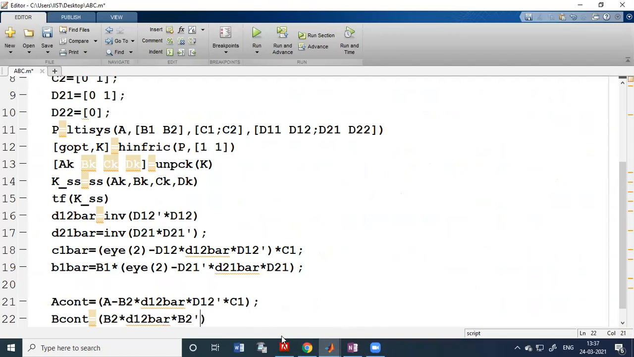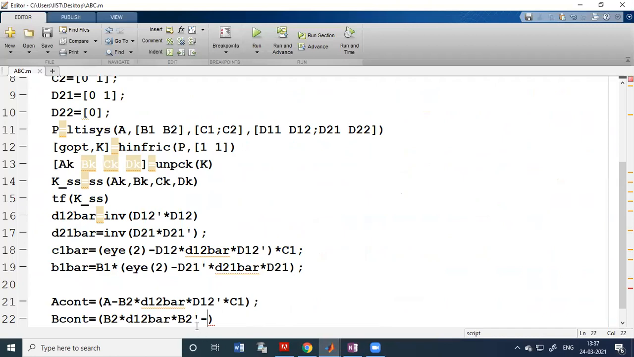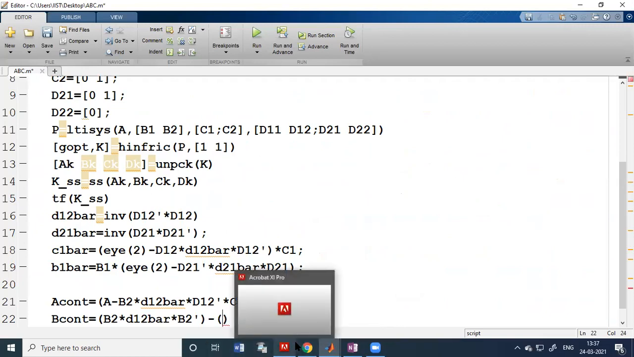Minus, inside the bracket or outside the bracket? Inside, sir. Wait, let me see. No, we are writing only the terms within the bracket. We are not taking the outside minus sign, because that minus sign comes only from the Riccati equation. So this part only; minus is outside this thing. So minus what? Gamma power minus 2.